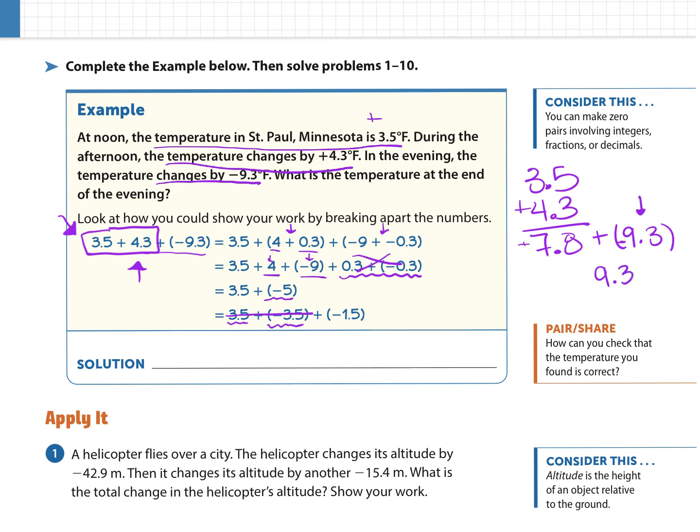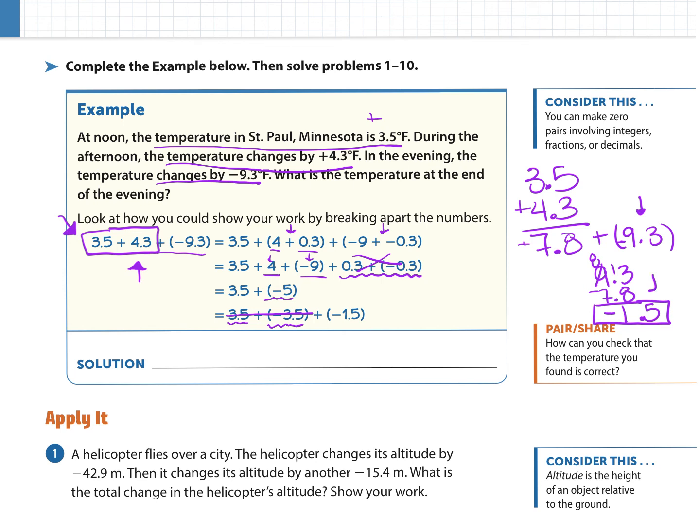Don't put any signs yet. So I know my 9.3 is negative, but I'm not putting any signs yet. I'm just going to do the subtraction problem. Okay, so I end up with 1.5. But should it be positive or negative? It should be negative because I had more negatives than positives, right?